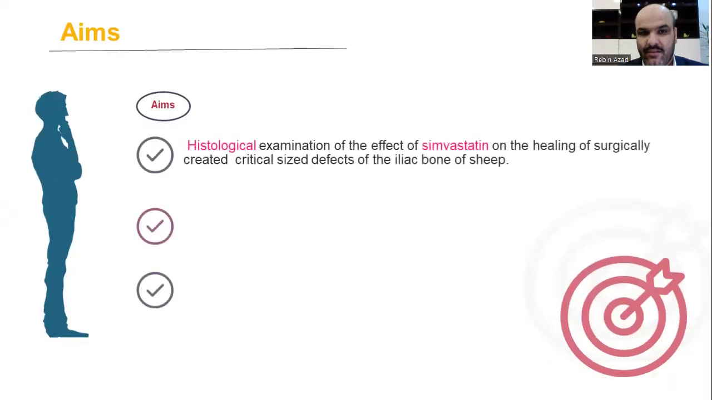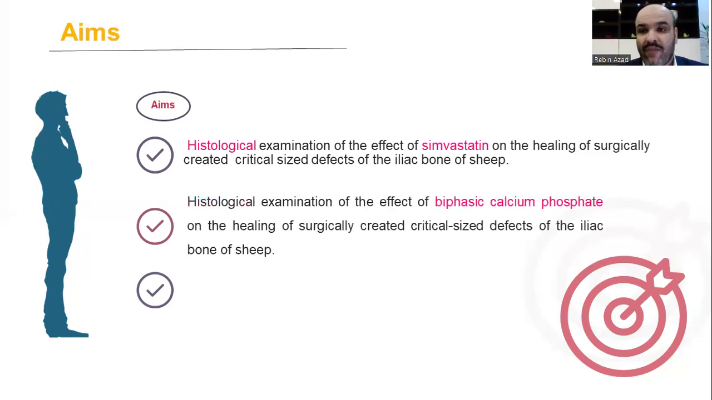Aims of this study: histological examination of the effect of simvastatin on the healing of the surgically created critical size bone defect on the iliac bone of the sheep, and the histological effect of biphasic calcium phosphate, which is the bone graft, and comparison between them.